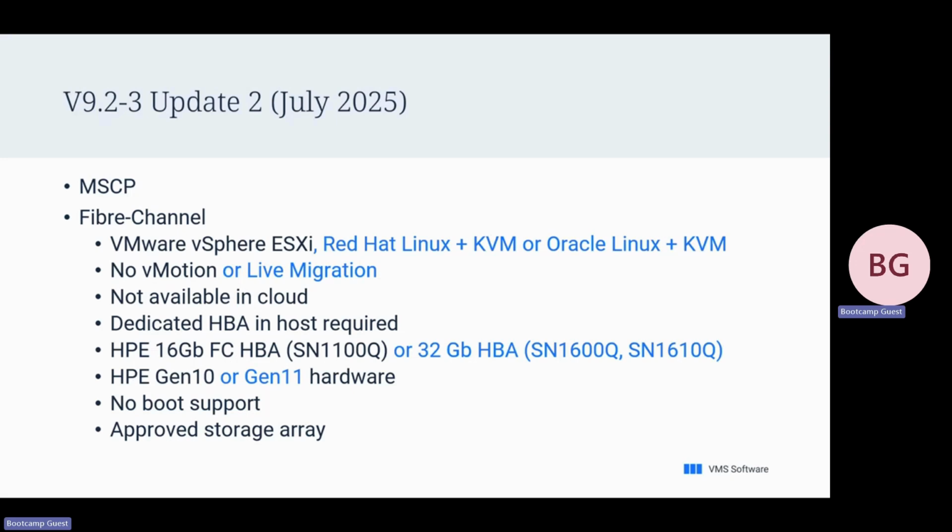Besides the 16 gigabit fiber channel HBA, we're also going to support two flavors of 32 gigabit fiber channel HBA, the SN1600Q and the SN1610Q. And those cards are compatible with the HPE Gen 11 hardware. And that means that you can get the newer HPE Gen 11s.